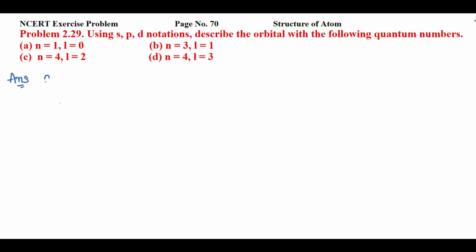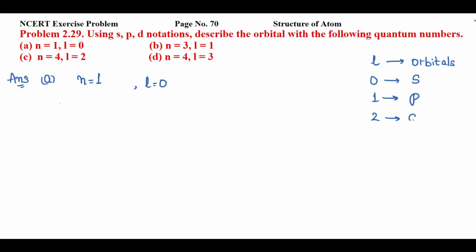In this case, we have the value of n equal to 1. So n represents the orbit or principal quantum number, and l equal to 0. So l's value determines the orbitals. If I have l equal to 0, it will represent s orbital. If the value of l equal to 1, it will represent p orbitals. If the value of l equal to 2, it will represent d orbitals. And if the value of l equal to 3, it will represent f orbitals.